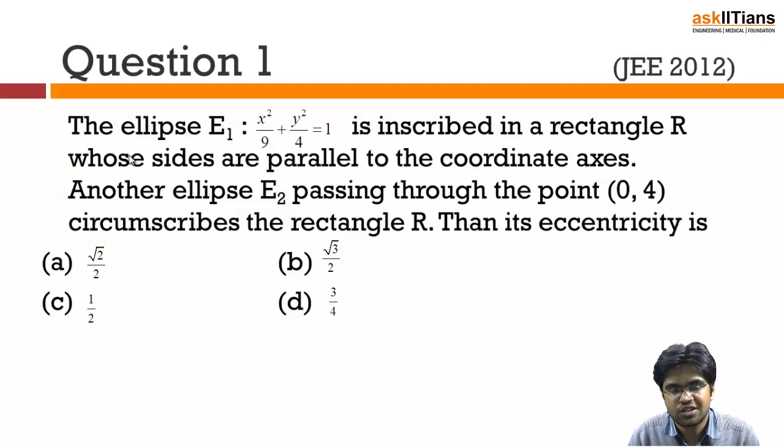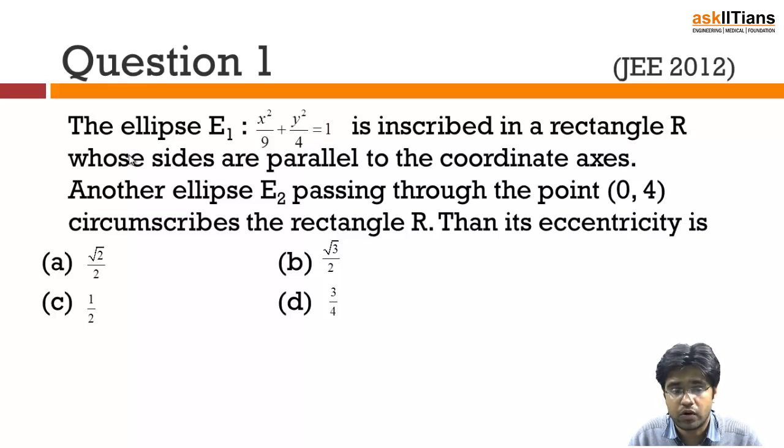Now, remember that if you have studied the theory carefully and if you have solved the questions, then these JEE questions that I am going to discuss, you are going to find them very easy. So, let's start. Now, the first question says that there is an ellipse E1 given.